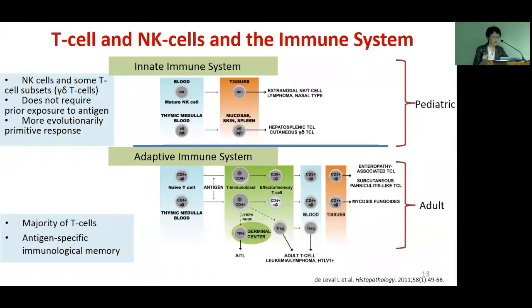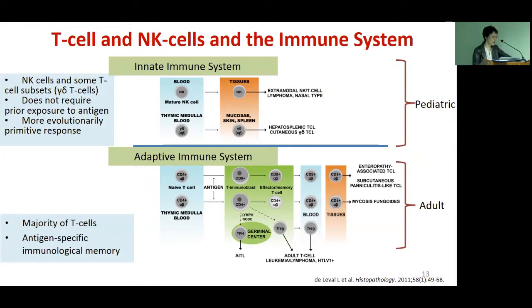So this is a very simplistic overview of the T-cells and NK cells in our immune system. You can look at it as two groups, starting with the innate immune system. These are composed of NK cells and some T cells, the gamma delta T cells.